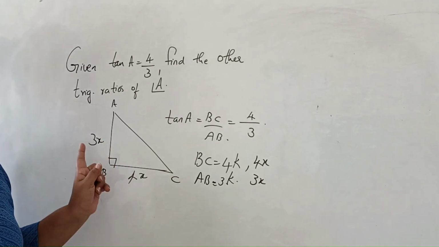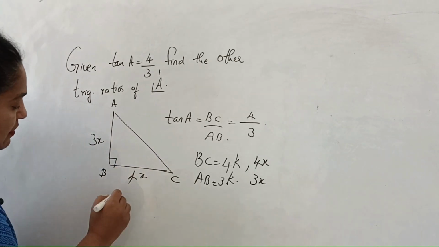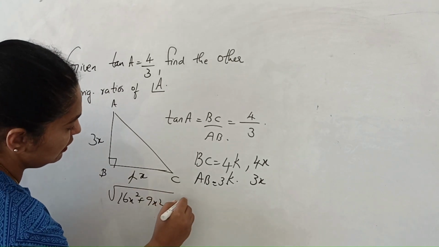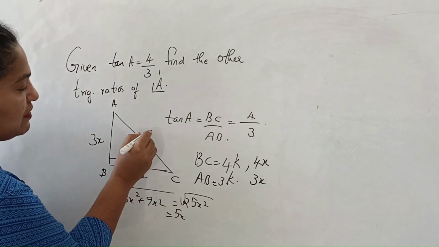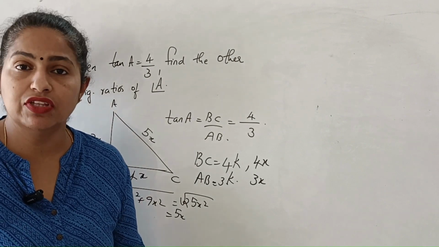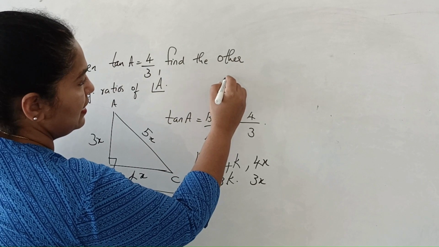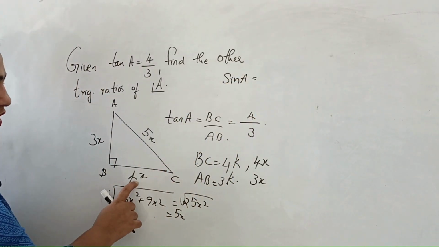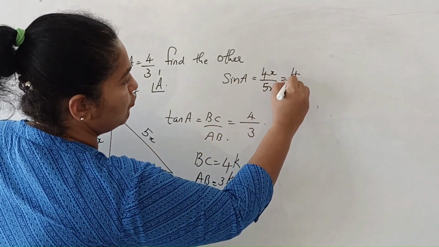Now, if this is 4x and this is 3x, what can you say about the hypotenuse? It is the square root of 16x square plus 9x square, which is root of 25x square, giving us 5x. So, this is 5x. Okay. Now, let us start with the trigonometric ratios of angle A. Sine A is opposite side by hypotenuse, which is 4x by 5x, which gives us 4 by 5.